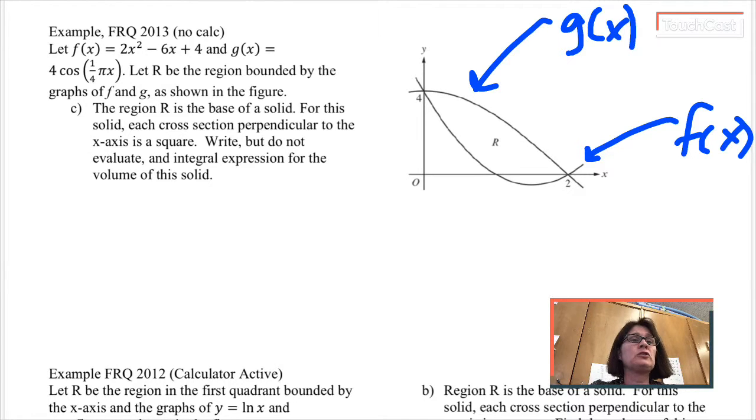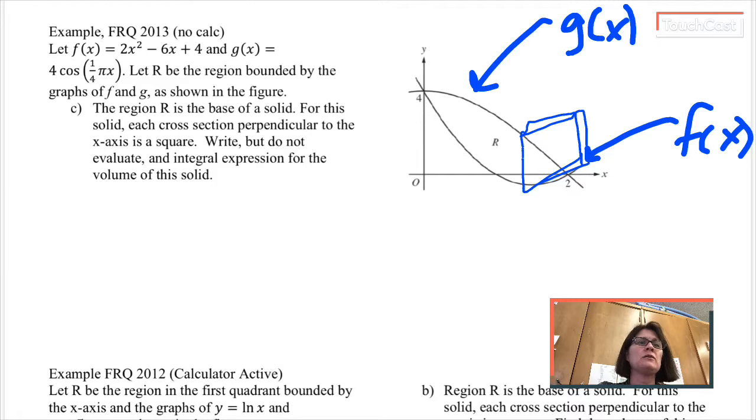So I'm going to draw on a slice. I'm just going to find some place here. I'm going to imagine a square. I'm going to imagine a Kraft cheese slice popping up out of the air there, so it's got thickness. And I want to find an expression for the area of that square. I'm going to multiply that area times the thickness, which is dx.